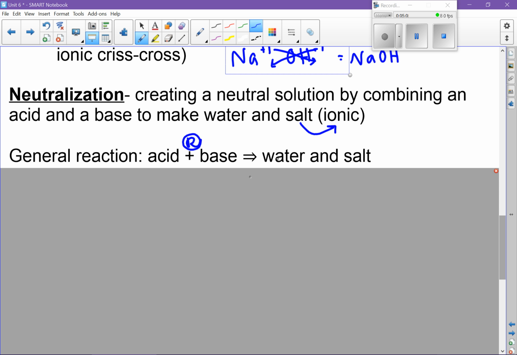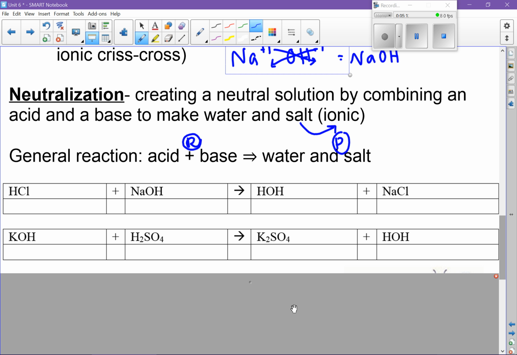So let's look at the couple examples given and see if we can identify those pieces. Remember, an acid is usually going to start with an H. So right here, this is the acid part of neutralization. NaOH ends in OH.